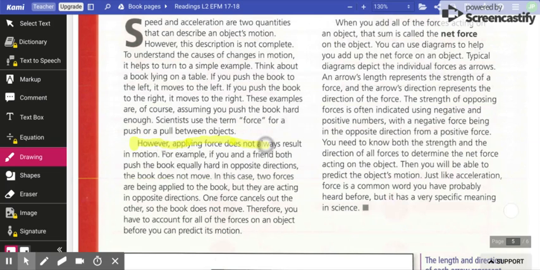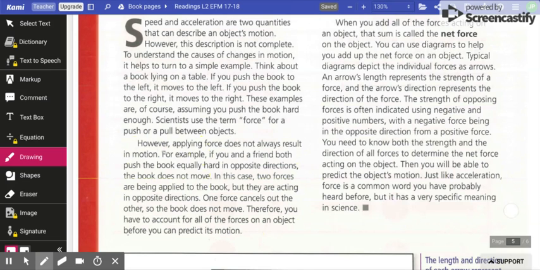However, applying a force does not always result in motion. For example, if you and a friend both push the book equally hard in opposite directions, the book does not move. In this case, two forces are being applied to the book, but they are acting in opposite directions. One force cancels out the other, so the book does not move. Therefore, you have to account for all the forces on an object before you can predict its motion.